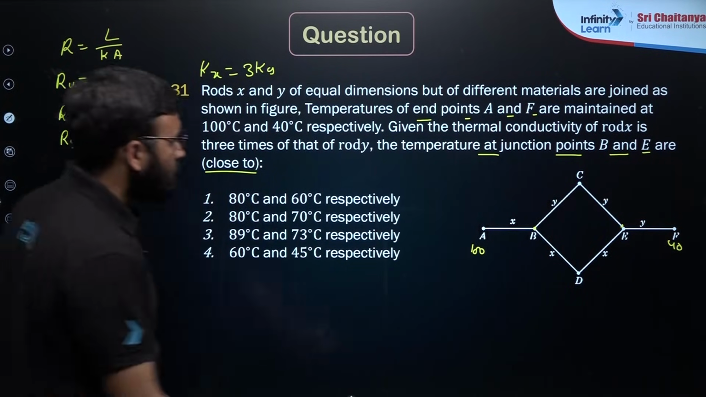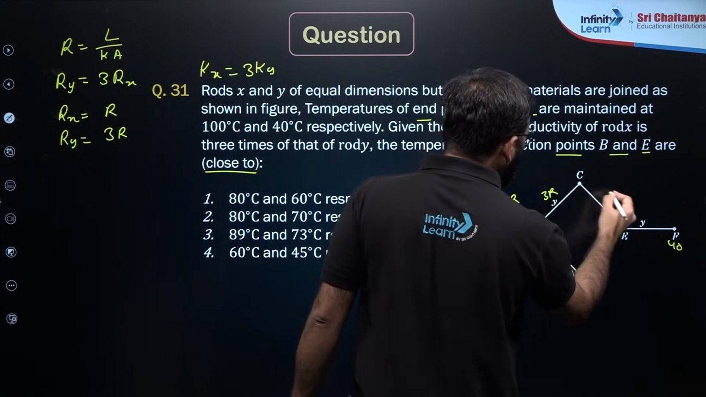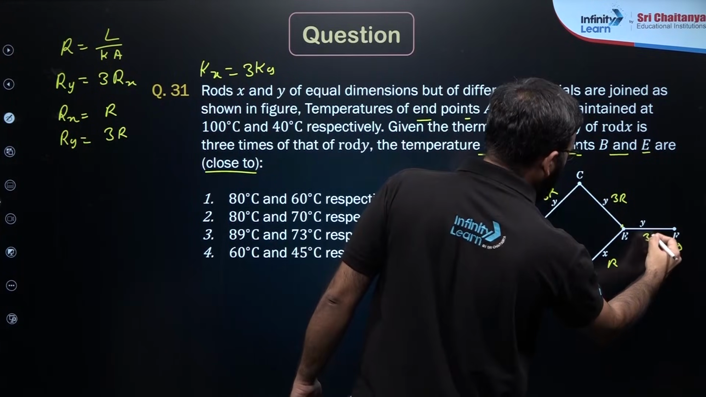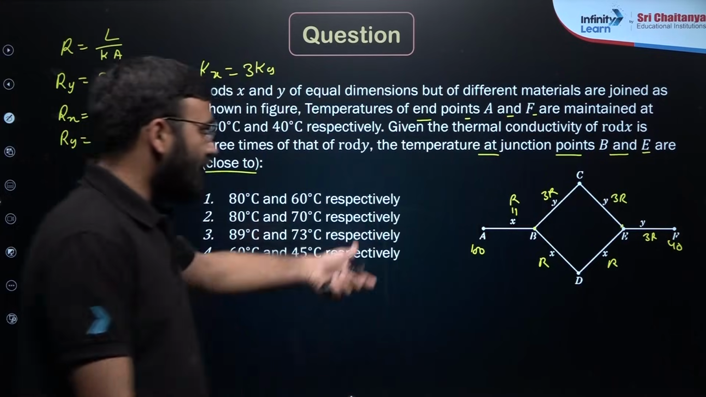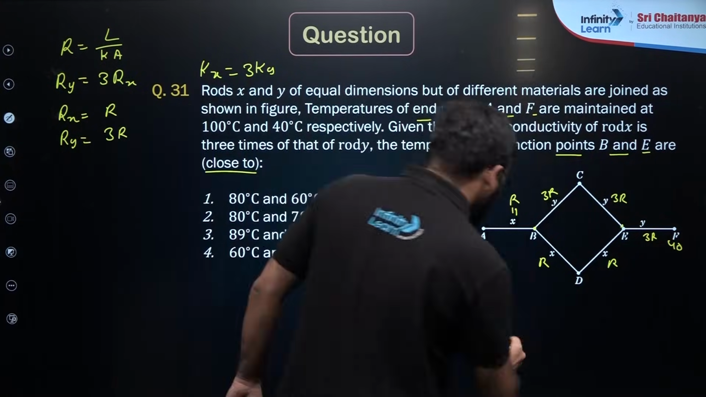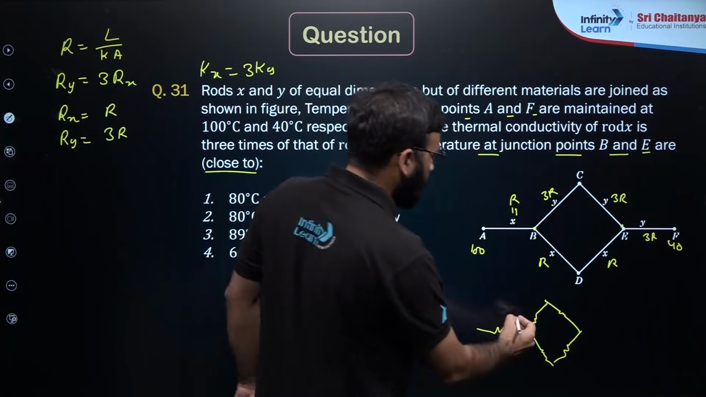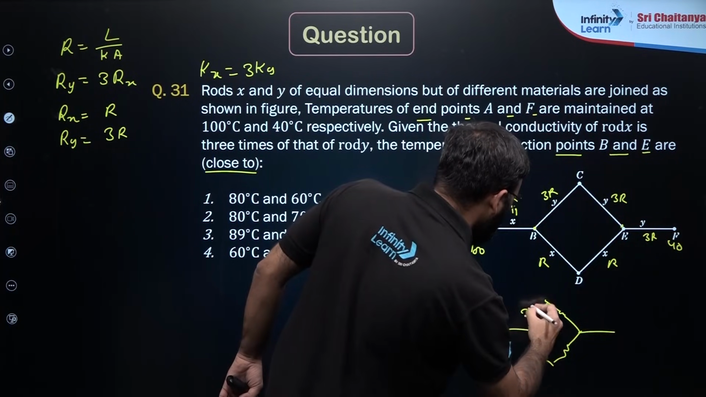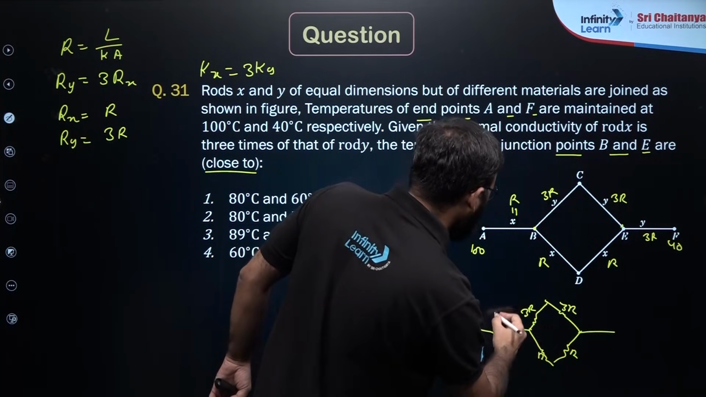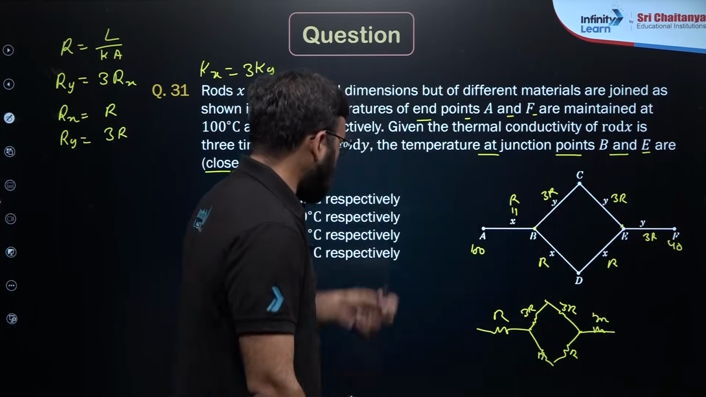So X you can replace by R, and Y by 3R. So I am just applying KVL here and I will solve this one. Let me make the complete diagram. Okay beta, so this is my diagram: 3R, R and R, and there is also a resistance 3R. So I am applying KVL here.